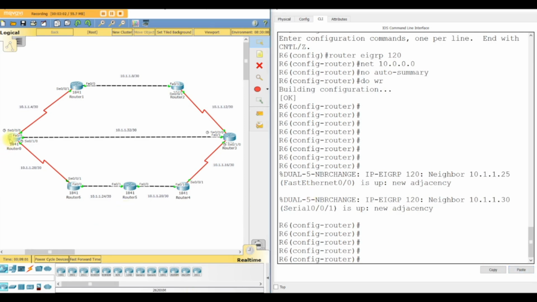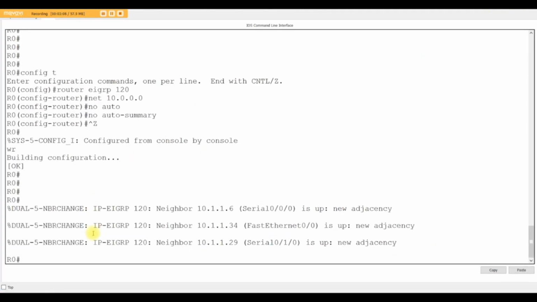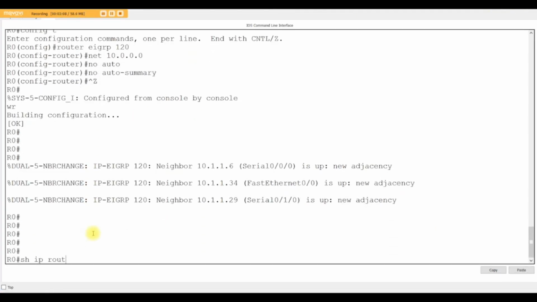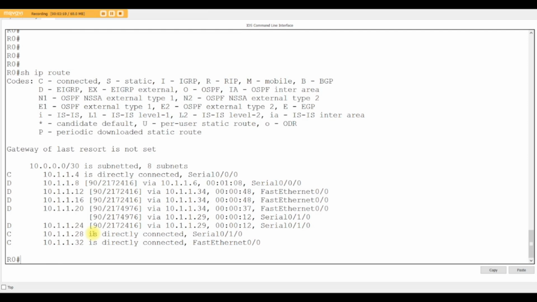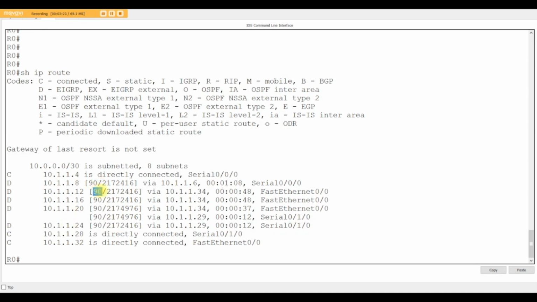Let's go back to router 0. Let's maximize this big boy. And let's take a look at what we have. Show IP route. Boom. And we have right there all our networks that we're learning. We're learning about the 10.1.1.8, the 10.1.1.12, the 10.1.1.16, the 10.1.1.20, the 10.1.1.24. You can see the administrative distance of EIGRP, which is 90, and the metric.